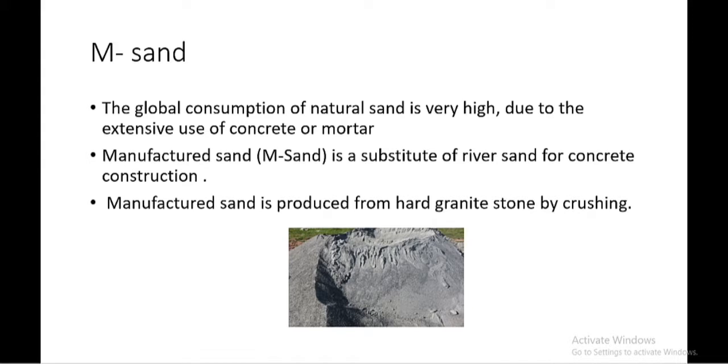Manufactured sand is produced from hard granite stone by crushing. Not only granite stone: whatever materials are used for coarse aggregate production will be used for manufactured sand as well.